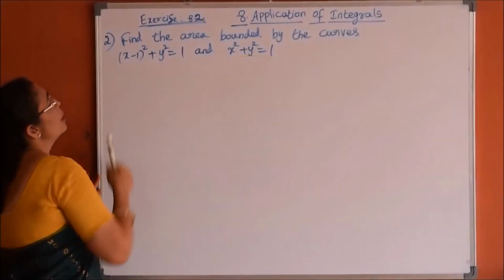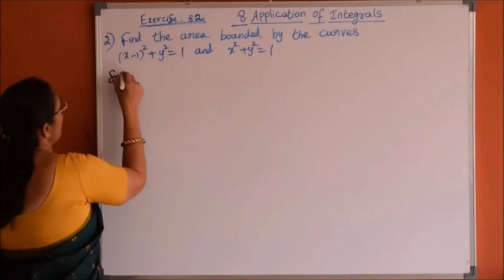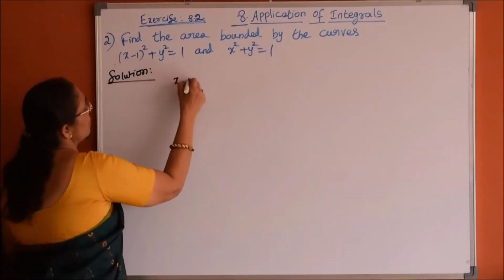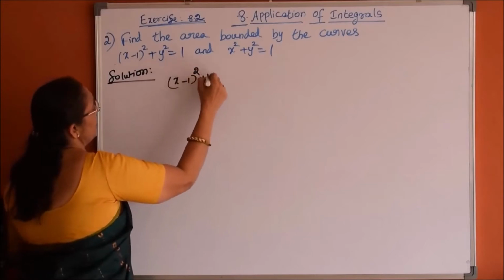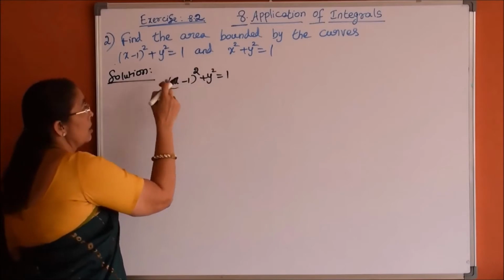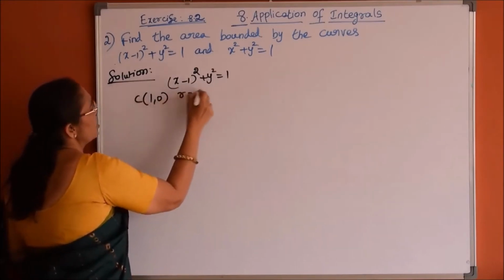Second problem, find the area bounded by the curves. First curve is x minus 1 whole square plus y square is equal to 1. So, this represents a circle with center (1, 0) and radius 1 unit.